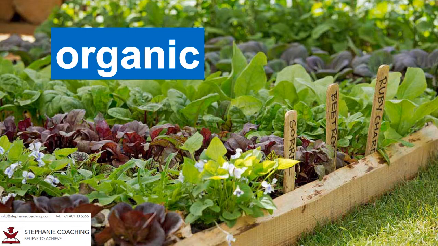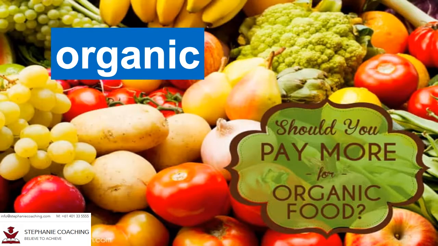Word number 7 is organic. Anything that is organic means it is natural and free from chemicals. For example, all the vegetables that my grandmother grows in her backyard are organic. Organic food is usually very expensive in the supermarket.